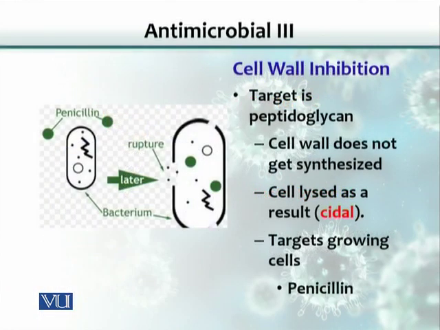This is an example of cell wall inhibition. Drugs like penicillin target the cell wall. So when is the cell wall synthesized? It is synthesized when the cell is growing. So penicillin would target the microorganisms that are actively growing. If the cell wall is not synthesized, the cell becomes weak, and it would result in the lysis of the cells. And so penicillin is an example of a bactericidal drug.